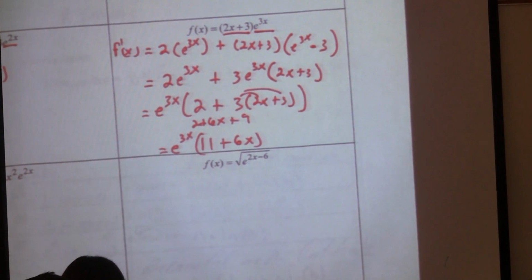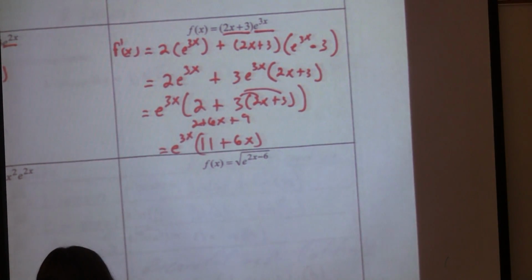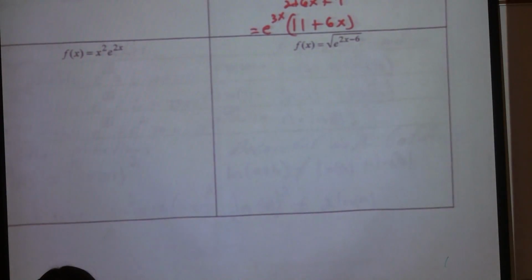That's my critical number. I have one critical number, I do my sign line, and then I can figure out stuff about the original function. So it's like the other problems, but now they're more complicated derivatives, a little bit different. You understand? Alright, let's do these last 3 examples before we leave.